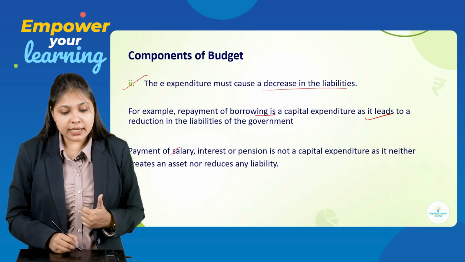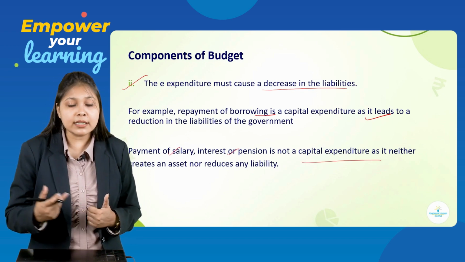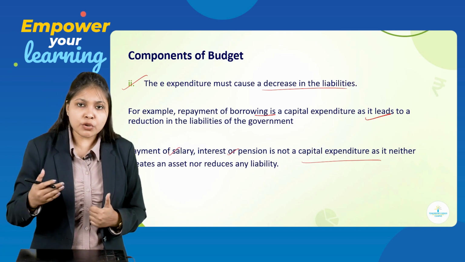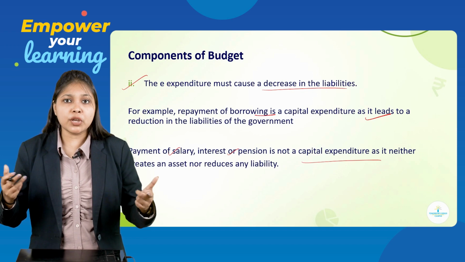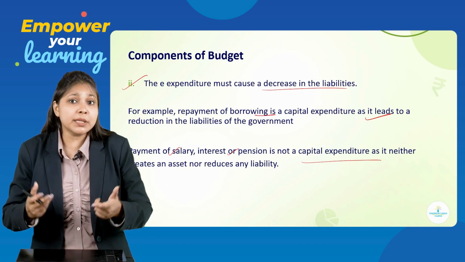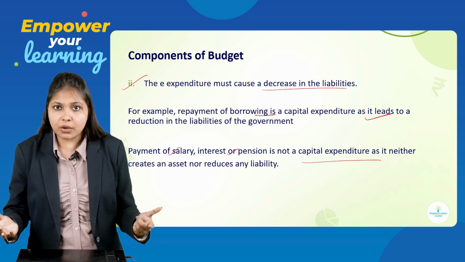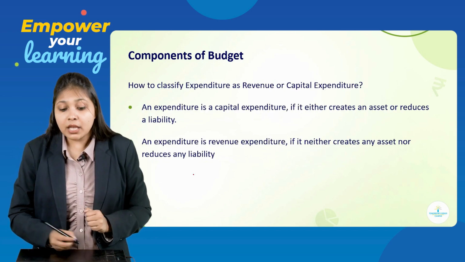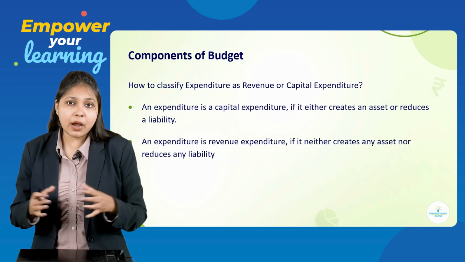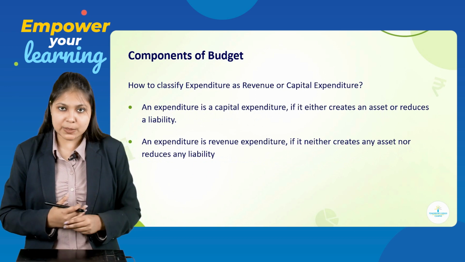Payment of salary, interest or pension is not a capital expenditure, as it neither creates an asset nor reduces the liability. So if we talk about payment of salary, interest, pension or anything like that, these will not be capital expenditure, since they are not creating any asset for the government nor reducing any liability of the government. Now, how are you going to classify the difference between the revenue expenditure and the capital expenditure?